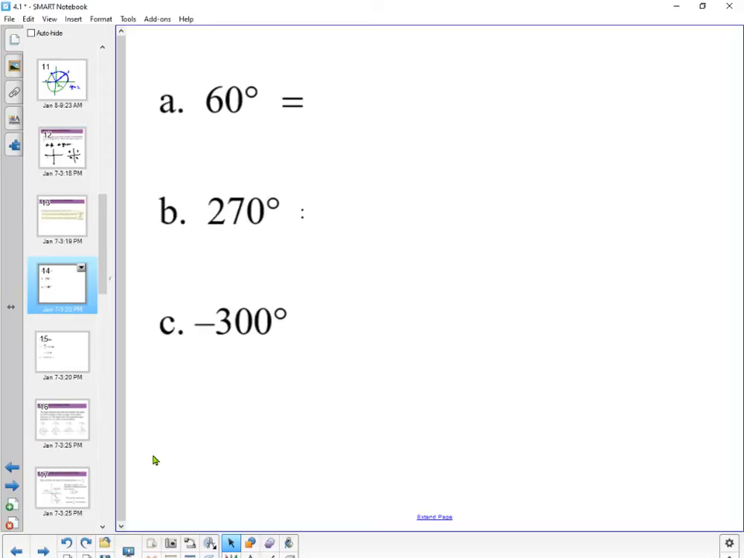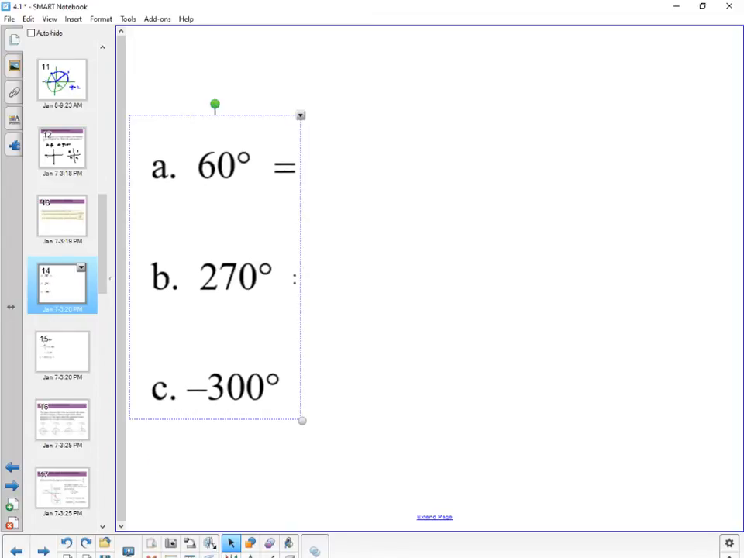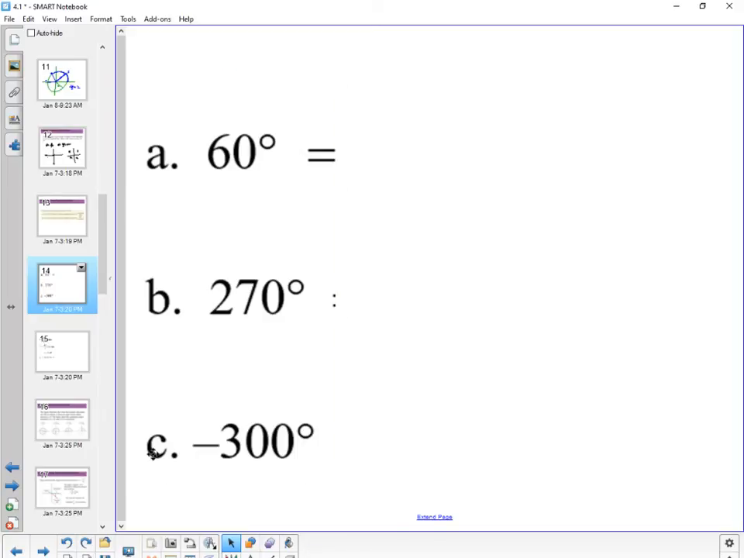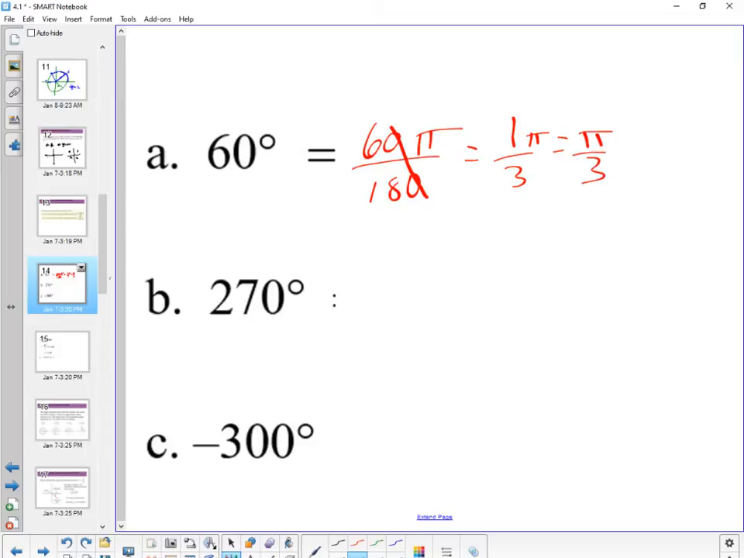No, they should be in pi. You should leave them in pi form, or with pi in it, because that's more exact. So 60 pi over 180 simplifies. That's 1/3. So this is pi thirds. Okay. 270 pi over 180, the zeros are gone, it goes to 3 over 2. So this is 3 pi halves, which is what we were talking about a minute ago.